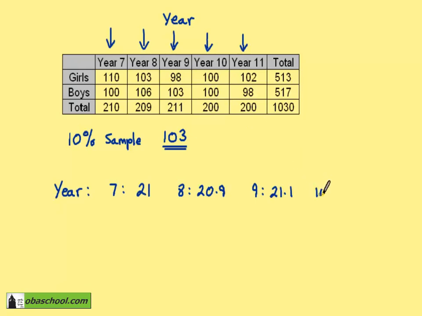In year 9, 10% of 211 is 21.1. 10% of 200 is 20, and once again 10% of 200 is 20. If we now round these, so this one is 21 and this one is 21, we can see that we get our sample of 103, and we also get proportionate amounts in each year group.